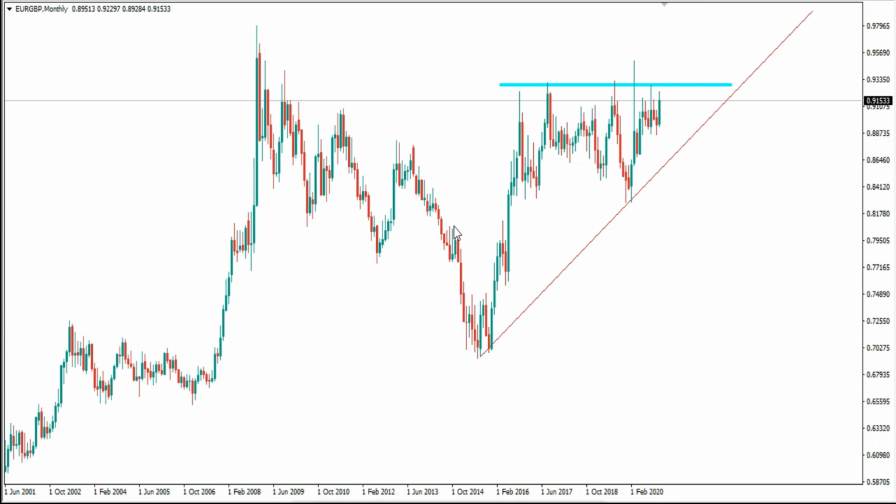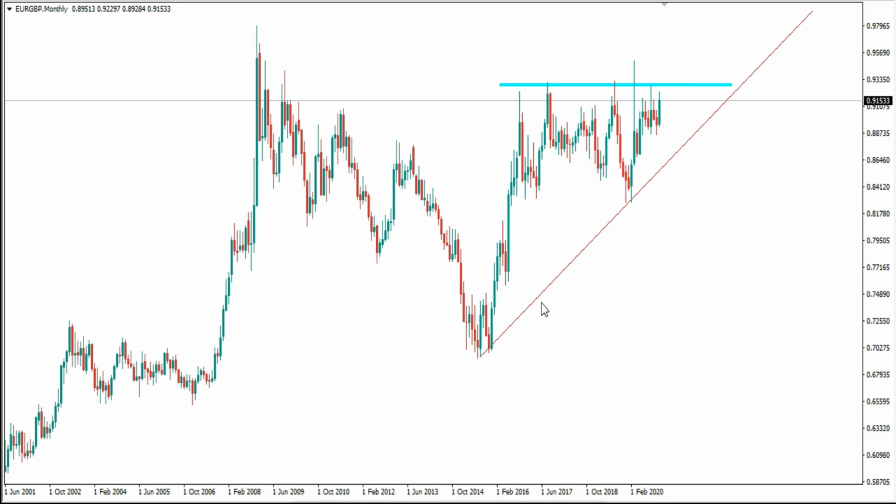Next pair on our list is Euro Pound, and what we can see is that the price is trapped in this triangle pattern right here, and from this area the price just came down and started climbing again. So first we can expect to see the price make it into the resistance of this triangle pattern over the next few months, as the case may be.